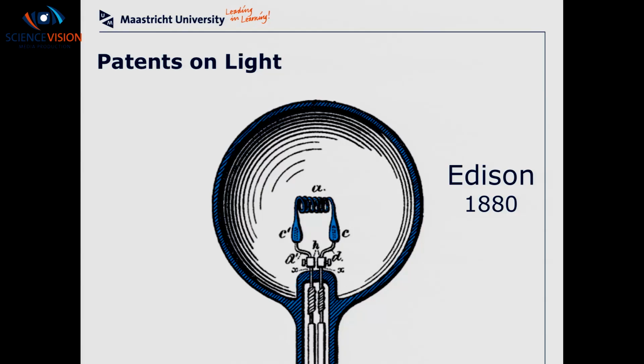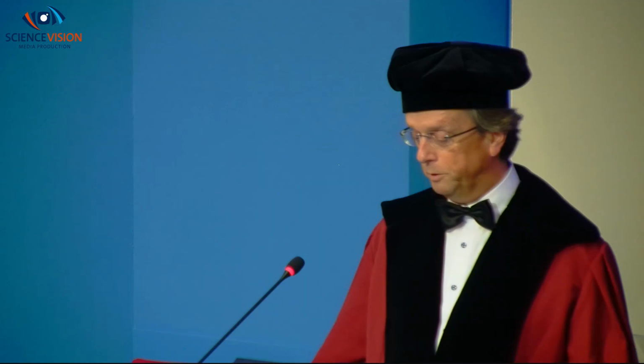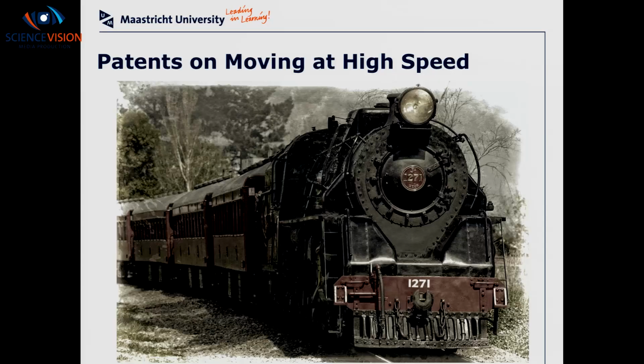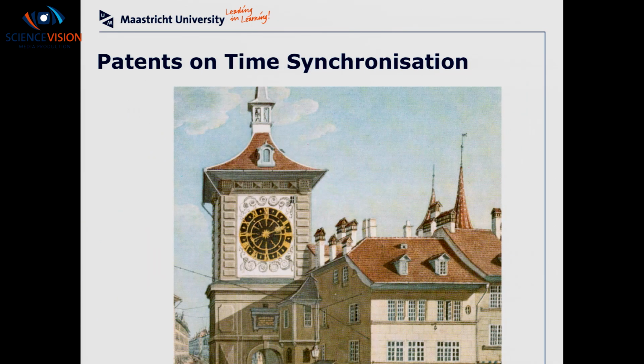Patents are children of their time. And in those days, there were a lot of patents on light. This is Edison's light bulb from 1880. Patents on light, how to make it, how does it behave, and all of that. At the same time, there were a lot of patents on objects moving at high speeds, trains, locomotives. And because of the railway system, there were also a lot of patents on time synchronization. Before the railroads, you didn't really need to bother that much what the time was in the next town, but with the railroads, that became very critical. So there were a lot of patents being filed on that subject as well.